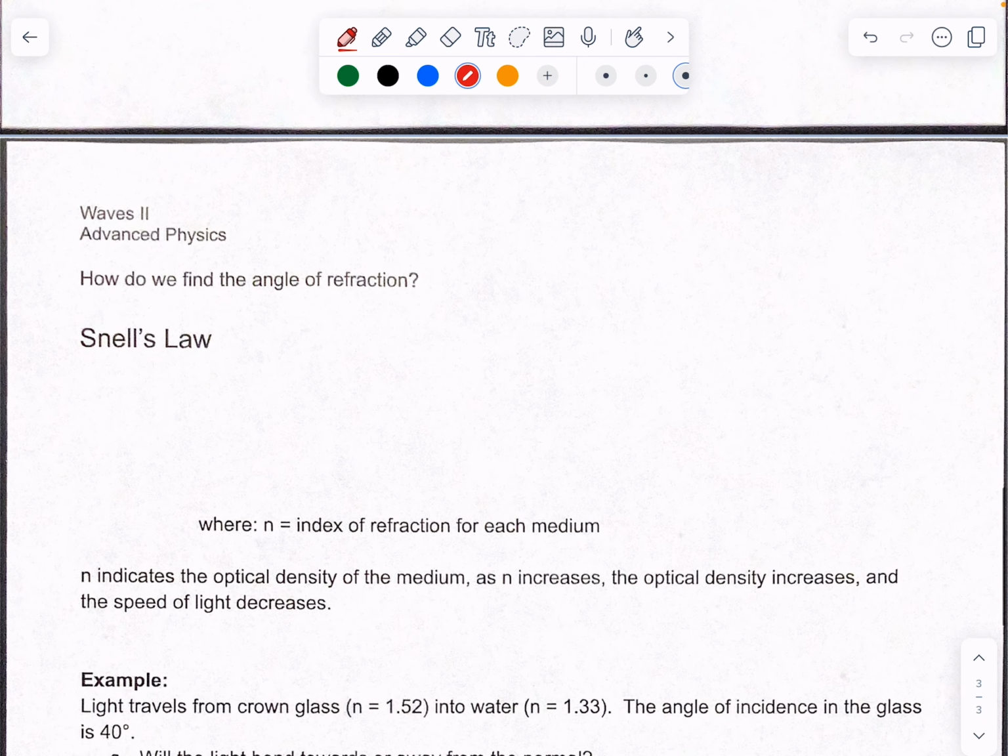Now, how do we find the angle of refraction? So how would we figure out what our angle of refraction is? That's the whole theta R if we wanted to calculate it. So we have Snell's law. Snell's law is Ni sine of theta I equals Nr times sine of theta R.